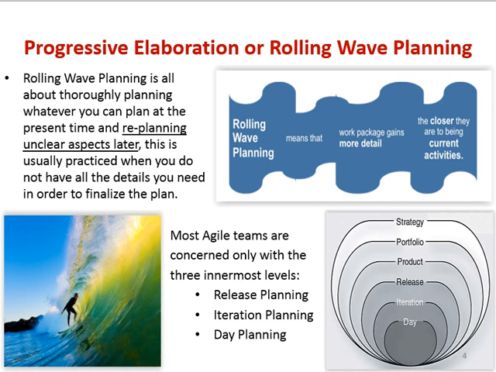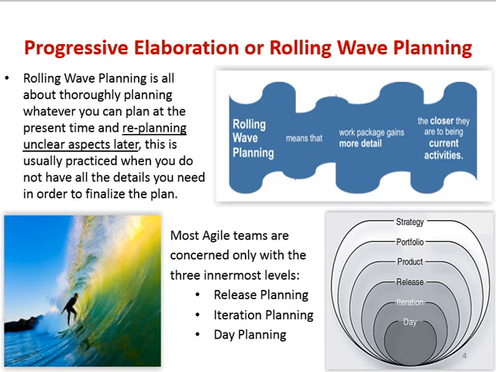And what are these 3 innermost levels? One is release planning, the next is iteration planning, and the last one is daily planning. So what does it mean at the broad level? You do the release planning based on the vision, then you divide your release into iterations, that is iteration planning, and subsequently in every iteration you do daily planning to deliver your iteration stories on time.